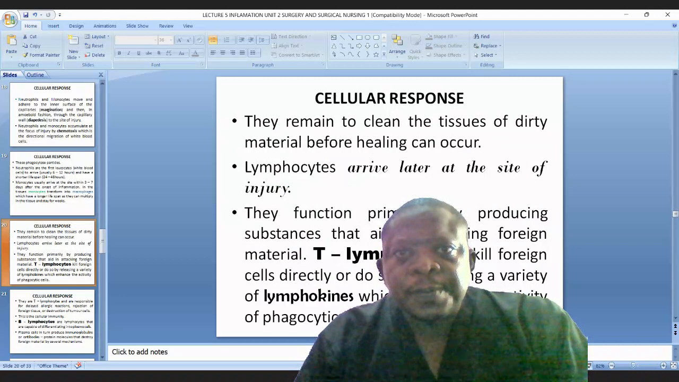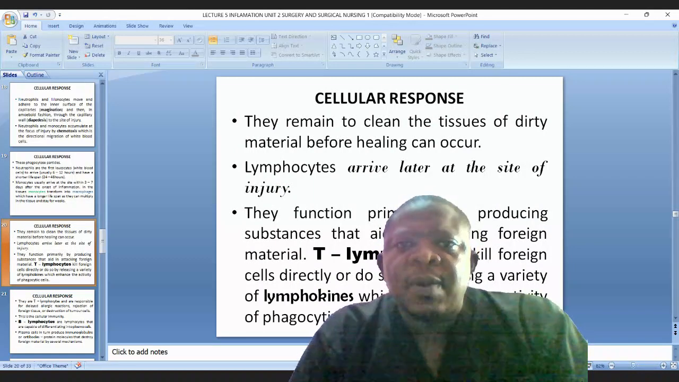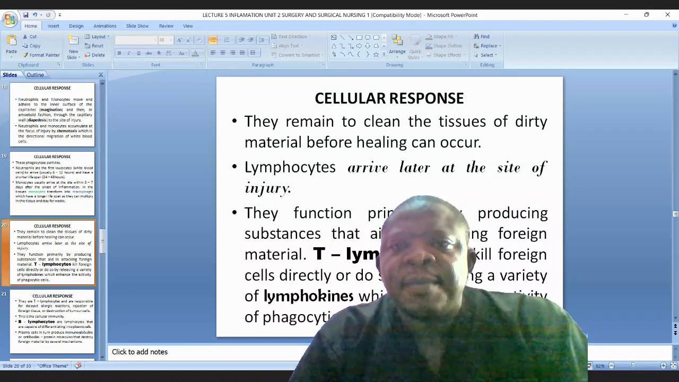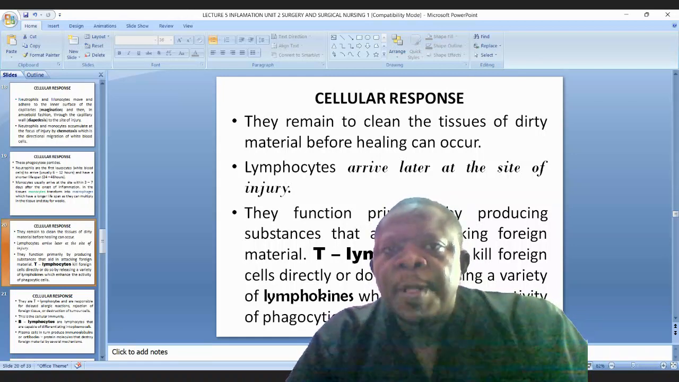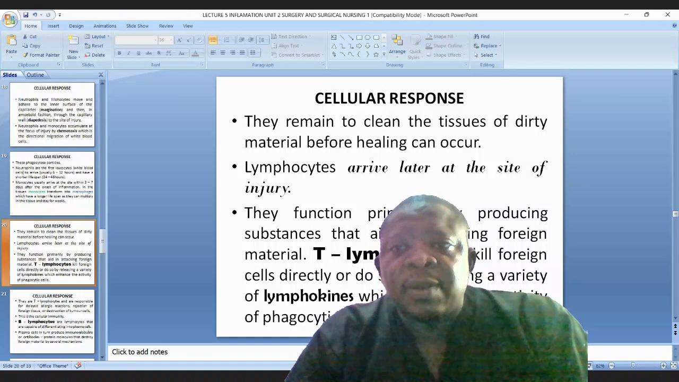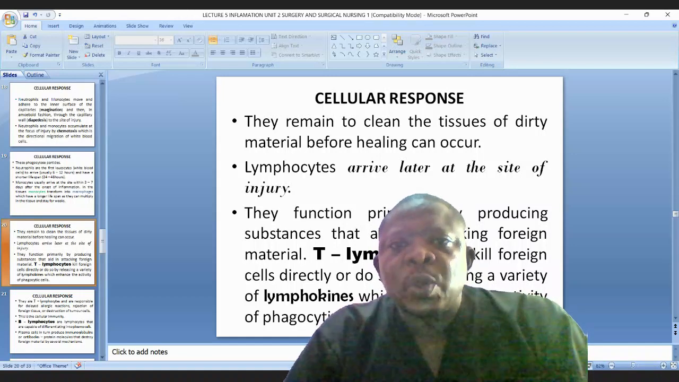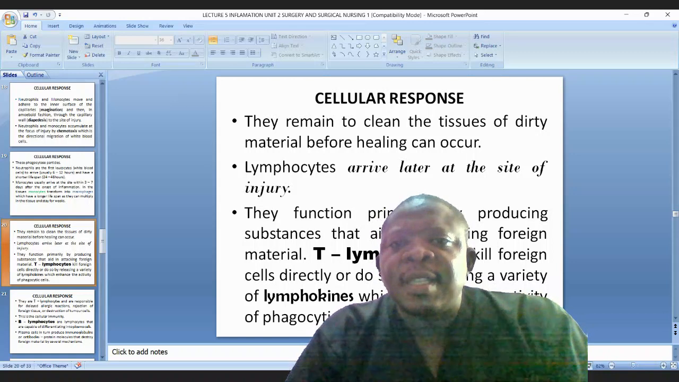Okay, so after that, the response now has to do with the lymphatic system responding to the noxious material, or lymphocytes also have to respond to the foreign material that is within the body. So these lymphocytes arrive later at the site of the injury. Their function primarily is producing substances that aid in attacking foreign materials.